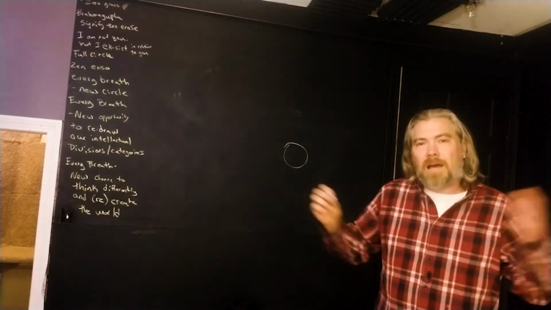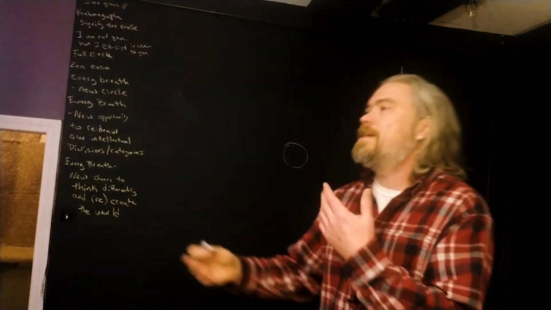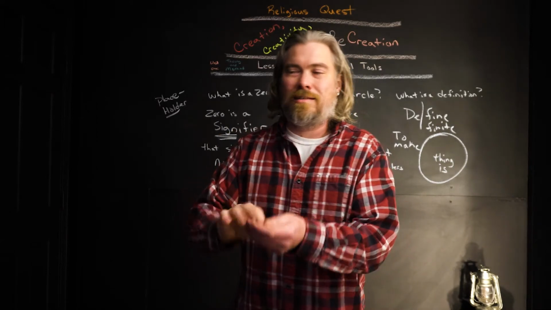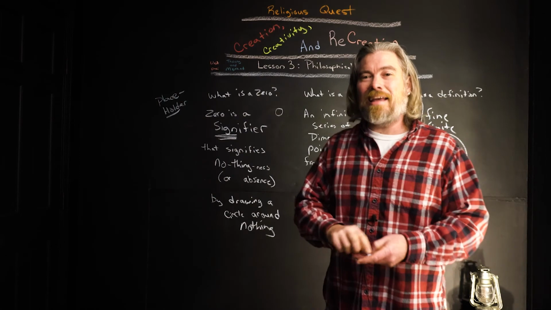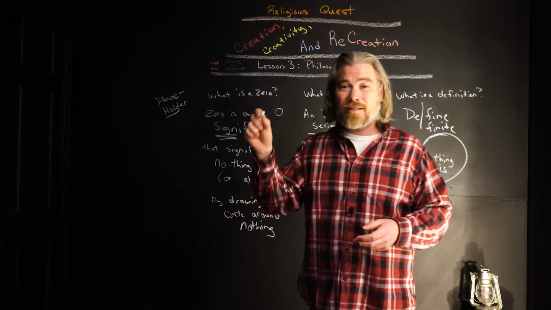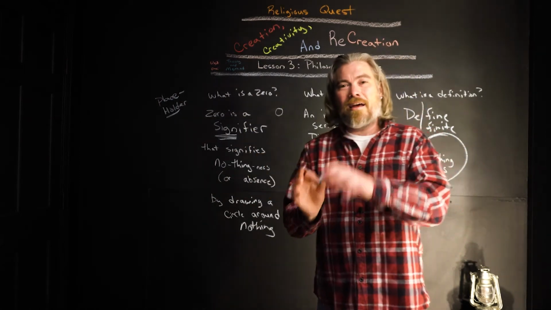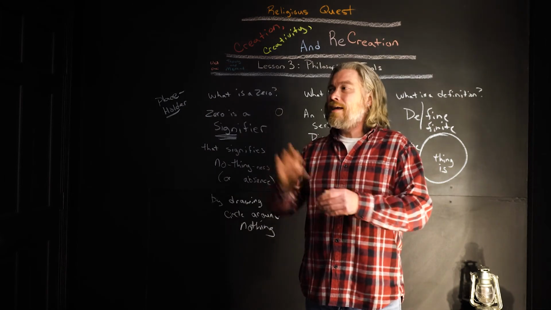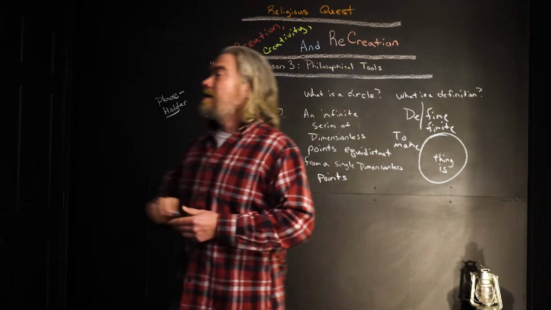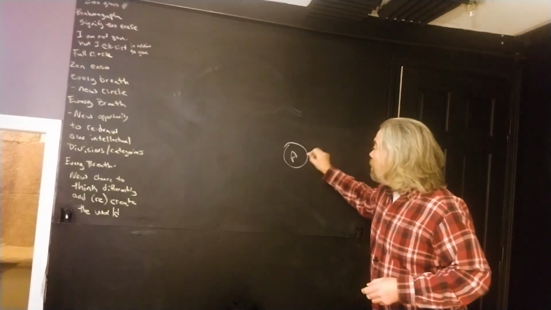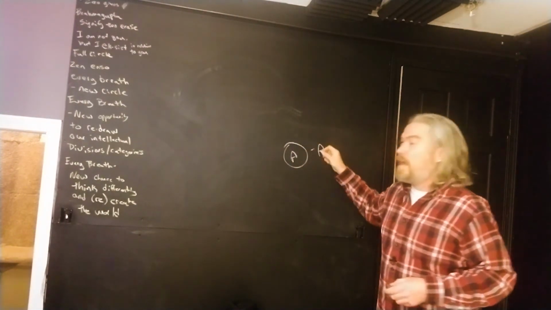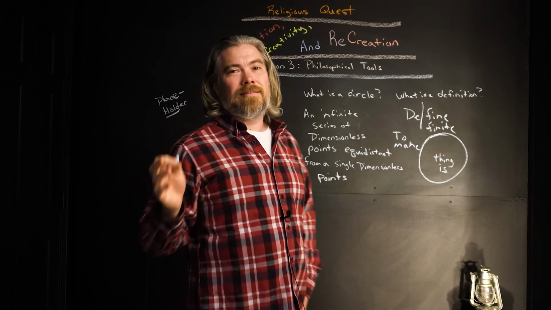Zero causes nothing to come into being. It brings nothing into existence. A creative act by inscribing nothing in an infinite series of dimensionless points. It causes that nothingness to emerge into being, and it distinguishes that nothing from everything else, therefore creating a binary between A and not A. That's basically the entire lesson today.